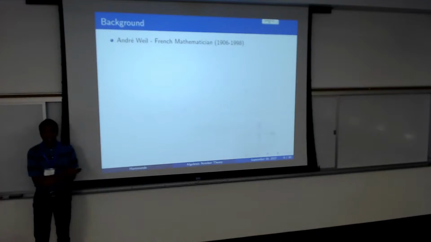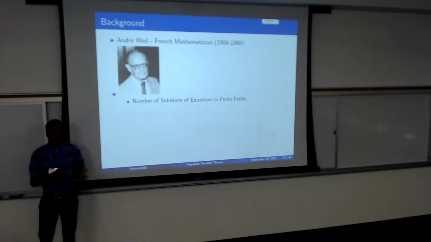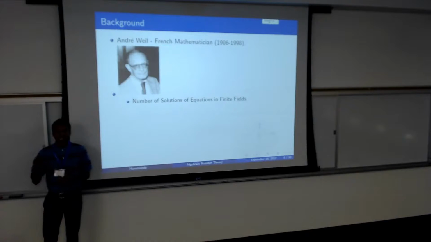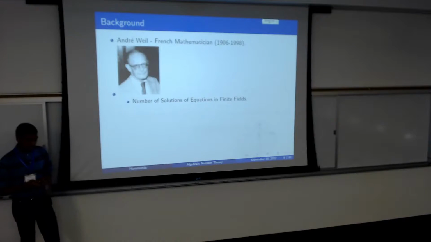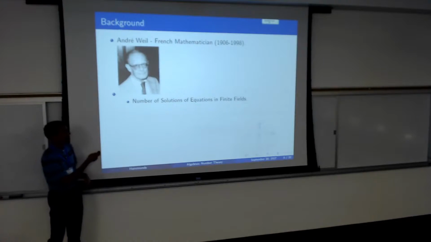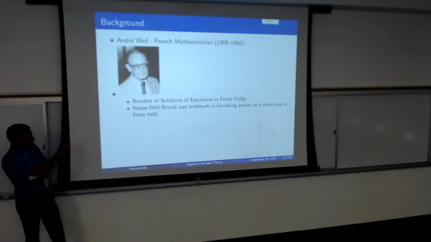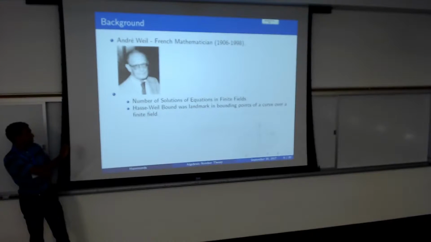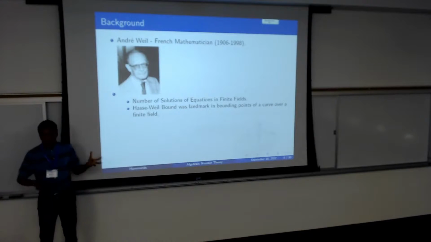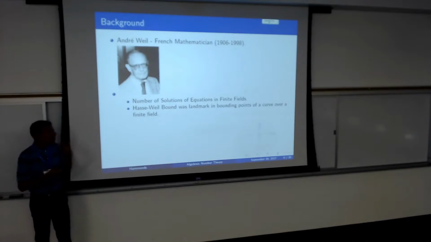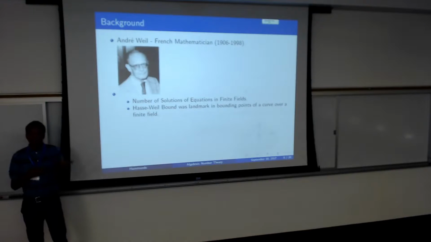He's a French mathematician, and he writes this really seminal paper on the number of solutions of equations in a finite field. He starts to really play around with this idea of interplaying number theory with geometry, counting the points on these curves over finite fields, for example, an elliptic curve. One of the most important things that came about, partly due to the Weil conjectures around the 1940s, is the Hasse-Weil bound, which was a landmark in bounding points on these curves, right? Because if we can bound the number of points on a curve, that gets us one step closer to counting the number of points on a curve.